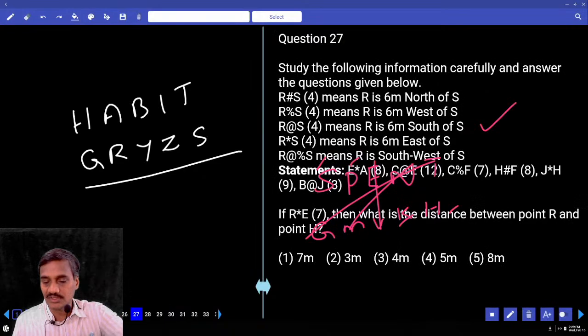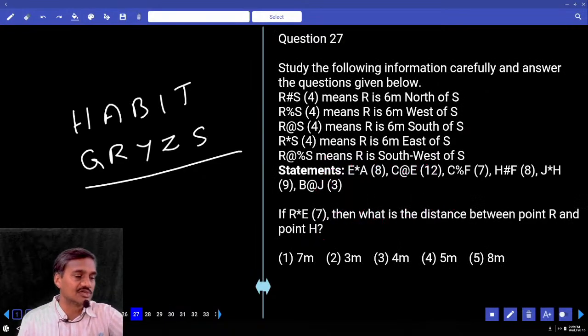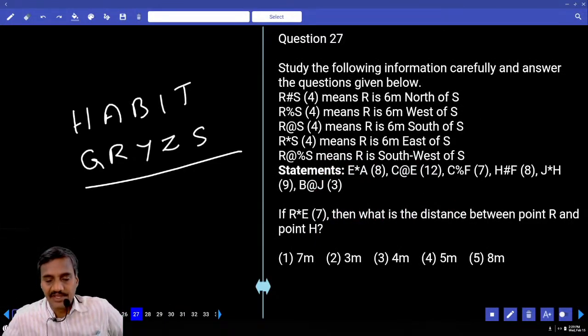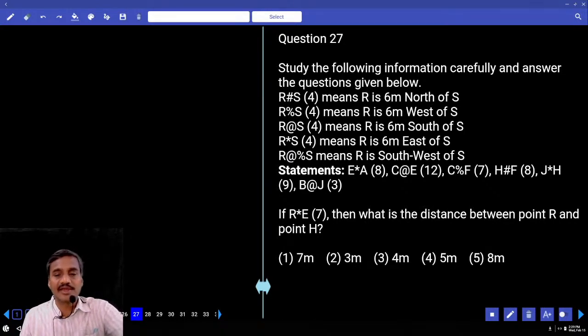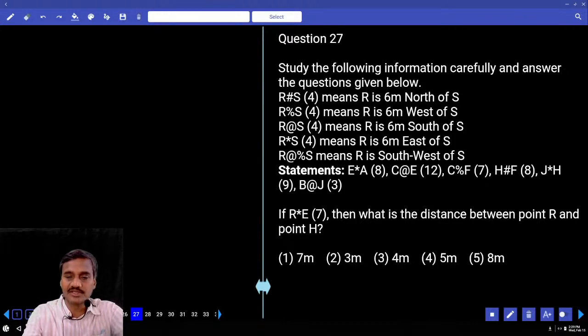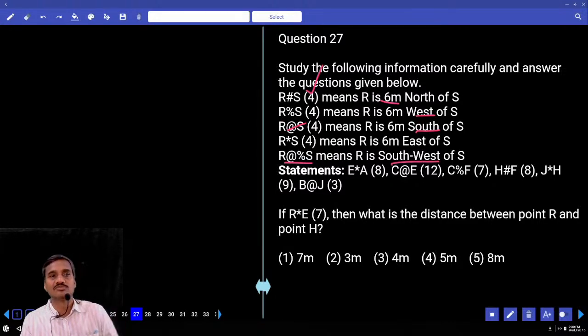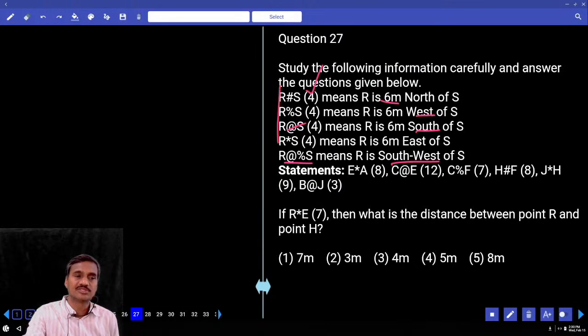Then the 27th one, 27 onwards, is based on directions. Now in this one, coded directions were given. Now what does R hash stand for? North. Hash is for north, but here in the bracket 4 is given. Now it is 6. That means plus 2 for each of the numbers given. Then at the rate of stands for south and percentage stands for west. Hence it is southwest. That means whenever 2 symbols are given, we need to take them in the same order.